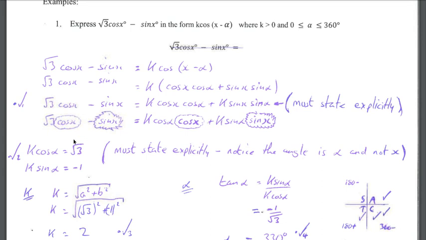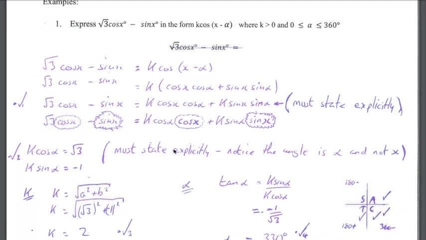So for our next mark, we need to equate cos x. How many cos x are on both sides? Well, here I've got root 3 multiplied by cos x. On this side of the equal sign, I have k multiplied by cos alpha multiplied by cos x. So that means that k cos alpha must equal root 3, because we have to have the same amount of cos x's on both sides. In a similar way for sine x, k sine alpha will be negative 1. We've got a minus sign there, so k sine alpha is negative 1.